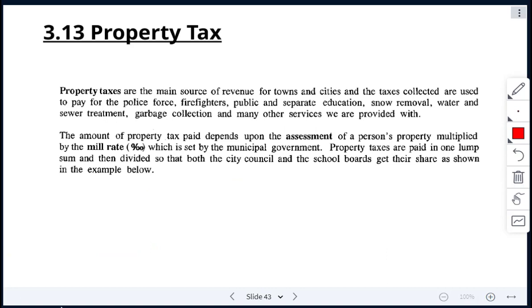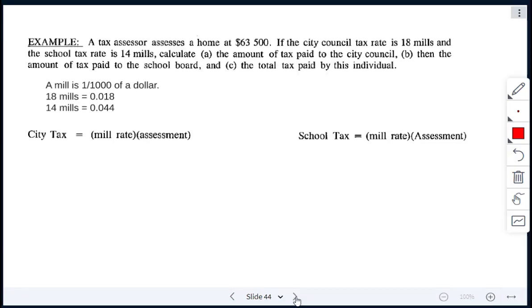Next, we're looking at property taxes. These are the main source of revenue for towns and cities, and the taxes collected are used to, for example, pay for police force, firefighters, public and separate education, snow removal, water and sewer treatment, garbage collection, and many other services. The amount of property tax paid depends upon the assessment of a person's property multiplied by the mill rate. Property taxes are paid in one lump sum, then they're divided so that both the city council and the school boards get their share.